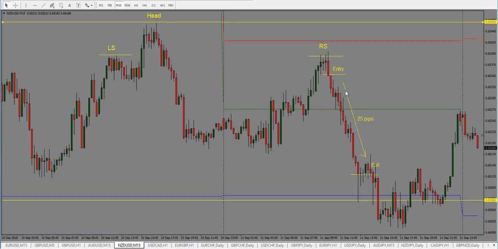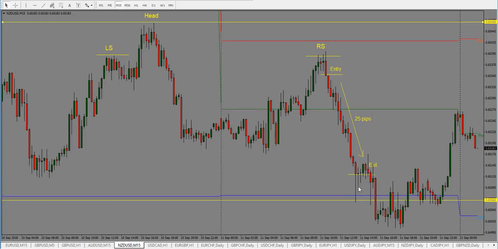So stop went up there, and my target was actually lower here. I stayed in the trade as price was dropping, and then price came into the S1 level of our pivot point here, came into the S1 level, pushed up from there. This is where I exited the trade, because at this point I wasn't sure where the price was going to go. I exited the trade, but as we can see a little bit later, price did drop lower. But from entry to exit here, I got 25 pips in this trade.